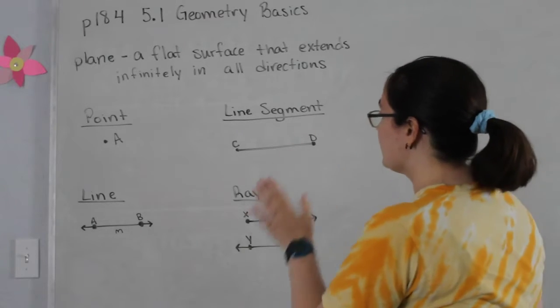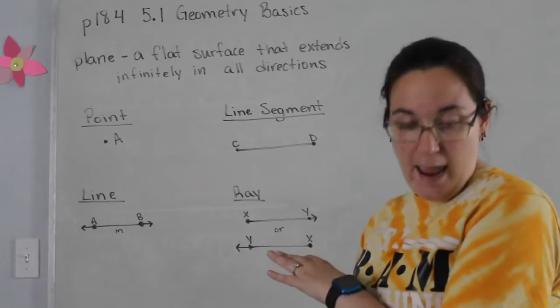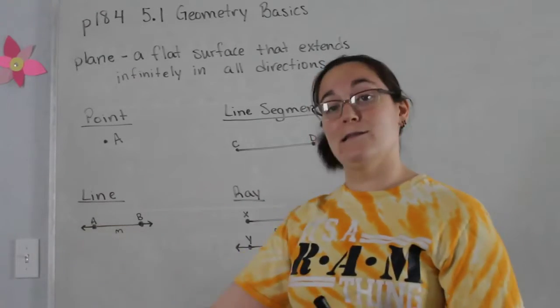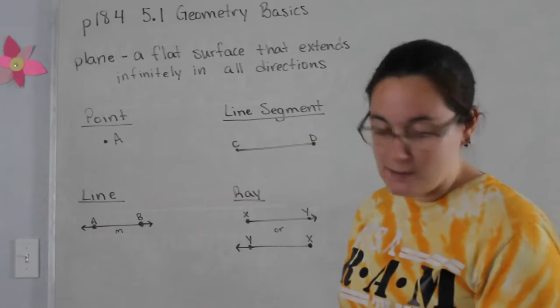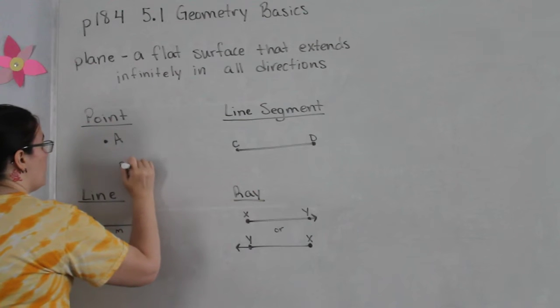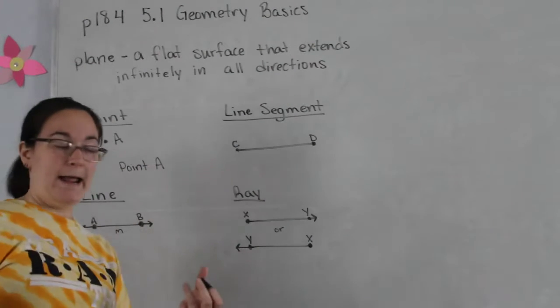So we've got point, line segment, and ray. So a point is just simply an exact location in space. It's just that point right there. That's where I'm going to be. So it is written as point A. So it'll just get labeled point A. Pretty simple. You just tell me point A.